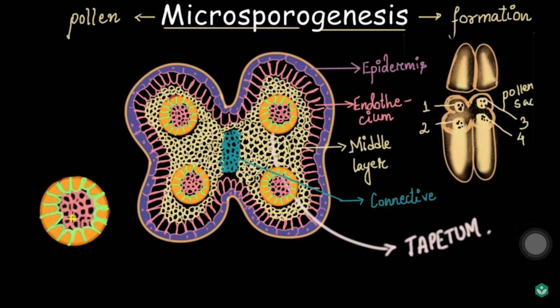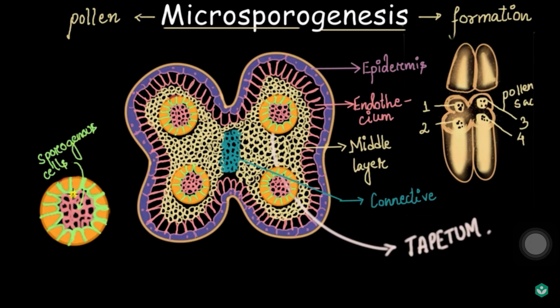And these very tightly packed cells are called sporogenous cells. So let me write it here. So this here inside are called sporogenous cells. And why are they called sporogenous?